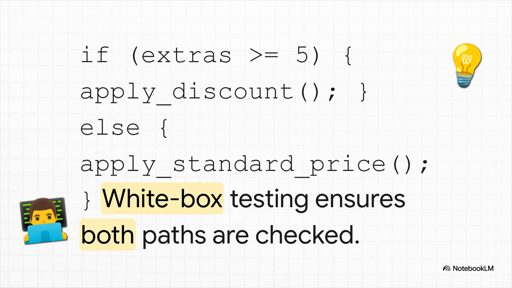A black box test checks if the discount is applied, but a white box test ensures that both paths of this if statement, the discount path and the standard price path, are executed and verified. This is called decision coverage. Okay, I see your point. You can definitely catch structural issues I might miss, but your test can't tell you if the developer completely forgot to implement a required feature in the first place.